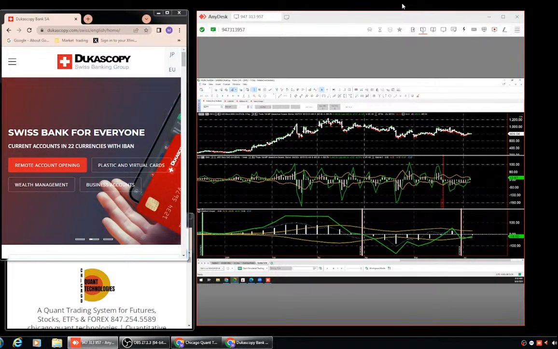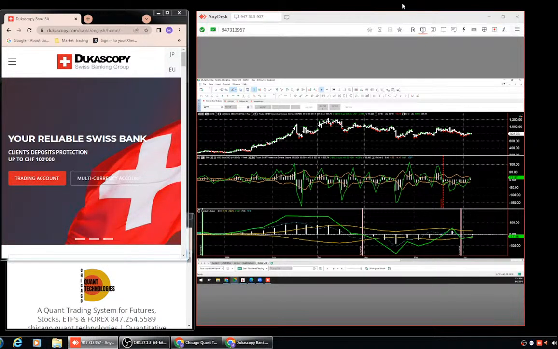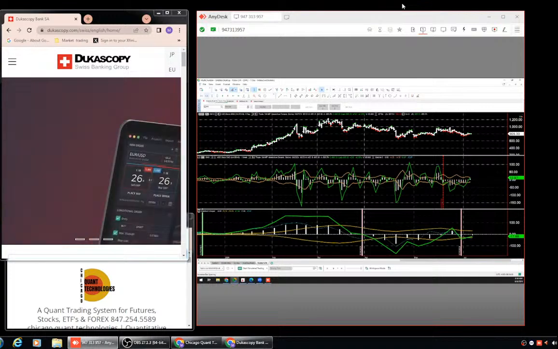Let's see. I see something flashing here. Okay. Perfect. So there's your SMCI. And right now, it's not getting into the weekly buy yet. But notice the daily is trying to climb into it today.